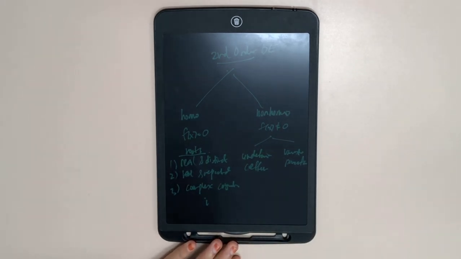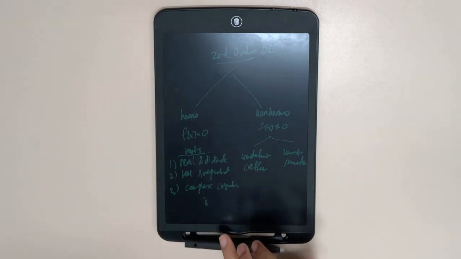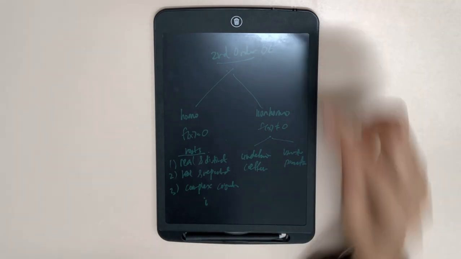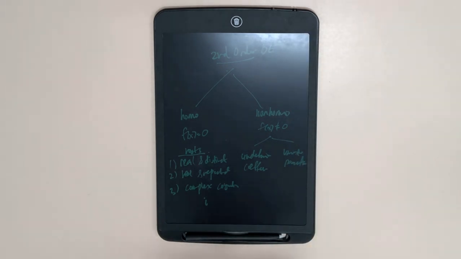So that's all for this chapter, second order differential equation. The next chapter is about Laplace transform. I won't say it's difficult, but it is a bit complicated. So make sure you are ready, and good luck. Bye.